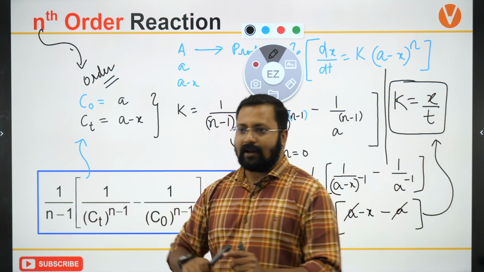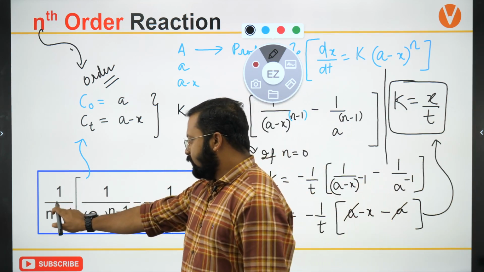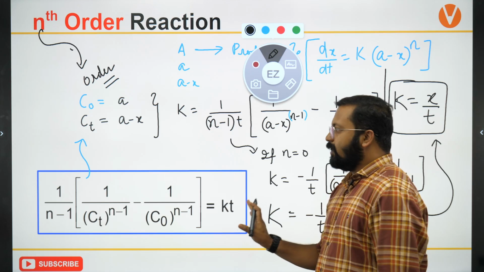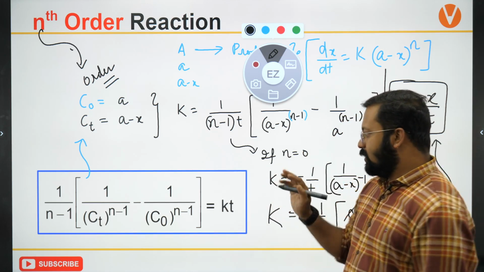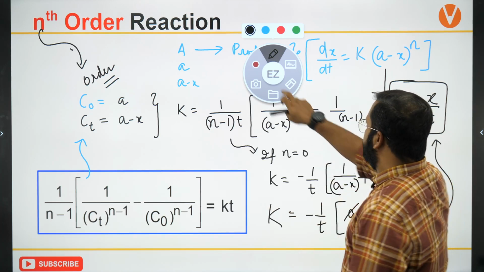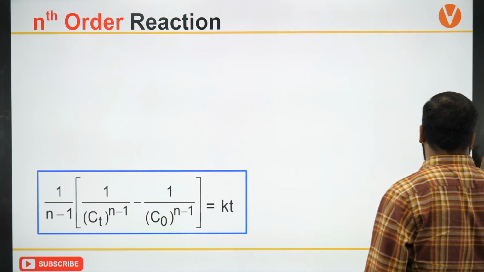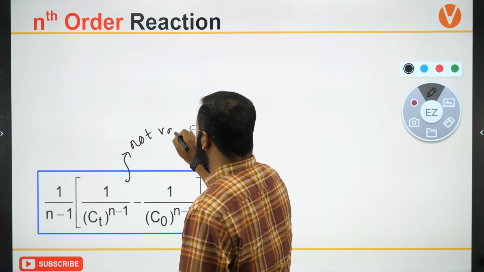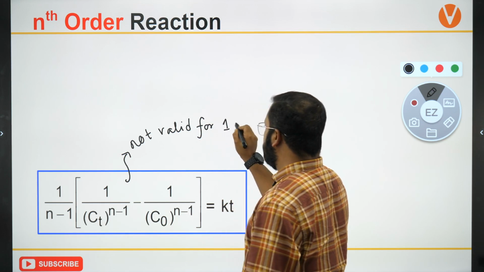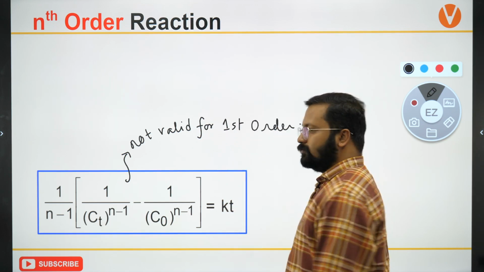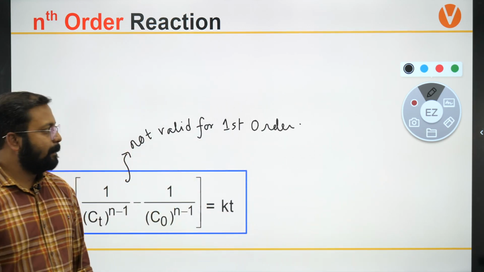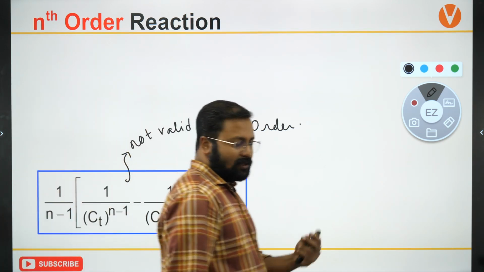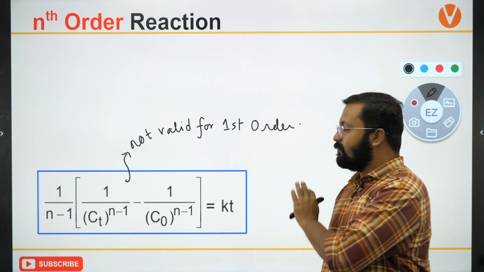if I keep n as equal to 1, then this will become 1 by 0, non-determinable. Okay, it's undefined. K will become undefined. In that case, I cannot use that expression. So this general expression is not valid for first order reaction. Okay, it is valid for all others. It is valid for 0, it is valid for 2, it is valid for 3, but it is not valid for a first order reaction.